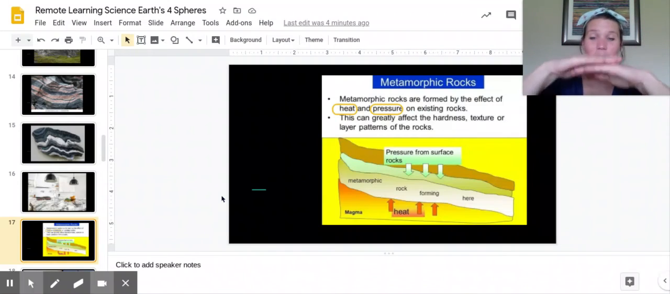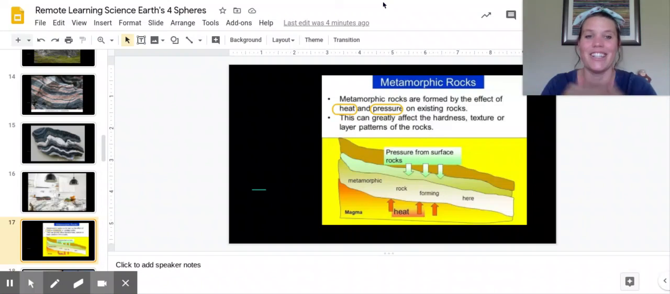Heat, heat, and pressure. Heat and pressure. Metamorphic rocks are formed by heat and pressure. Very good. I'd like for you to continue practicing that. Metamorphic rocks are formed by heat and pressure. Heat, heat, and pressure.